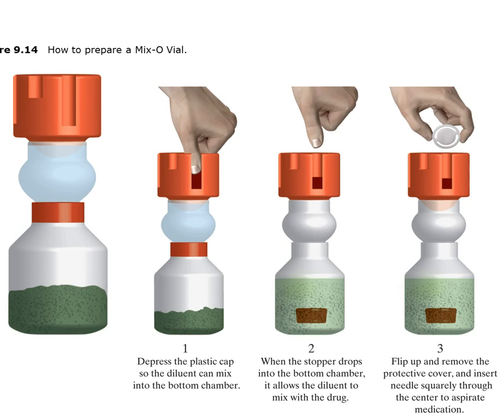Again, just labels. This is a Mix-A-Vial, and what this has in it is a vial that at the top you can see has the liquid, and at the bottom of this vial is the powder. What you have to do with this medication is depress the plastic cap so the diluent can fall down into this bottom chamber with the powder, in which you're able to mix the diluent with the actual drug.